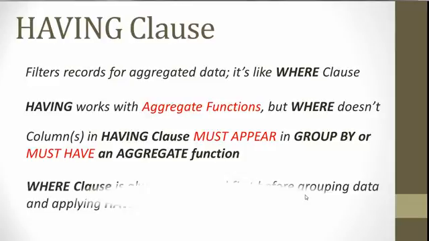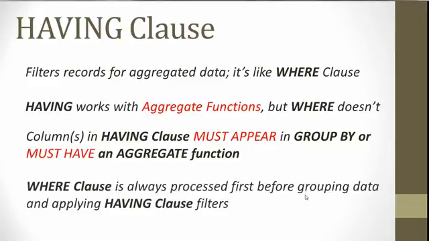Okay, once again, it's all easy to say, but I think things will become more clear when we actually run some examples. Now let's say you have a where clause, you have a group by, and then you have a having. How are they processed? Whatever filter you have in the where clause, that's always processed first. Then the data are grouped, and finally the having clause filters are applied on that grouped data.